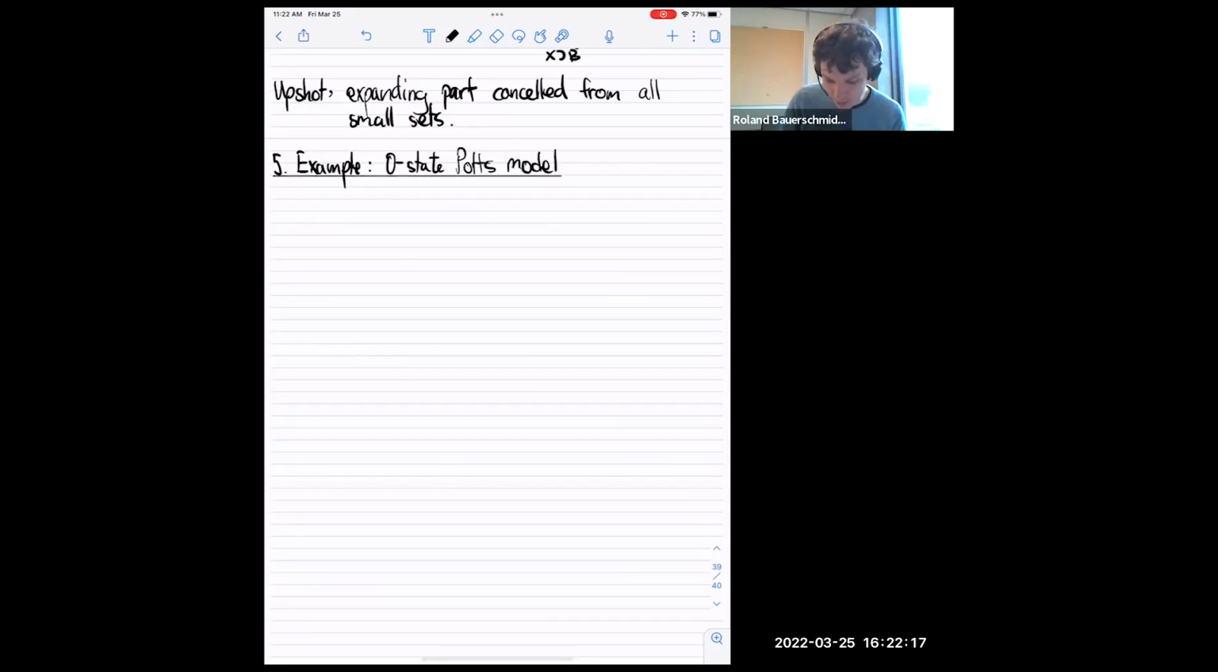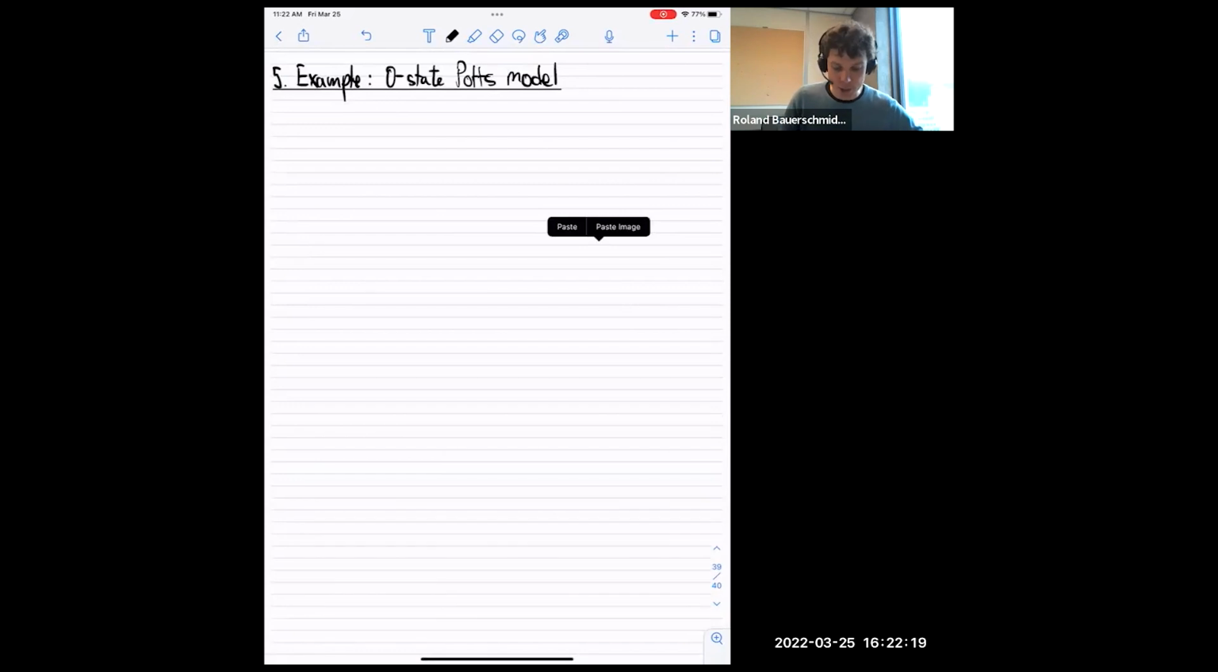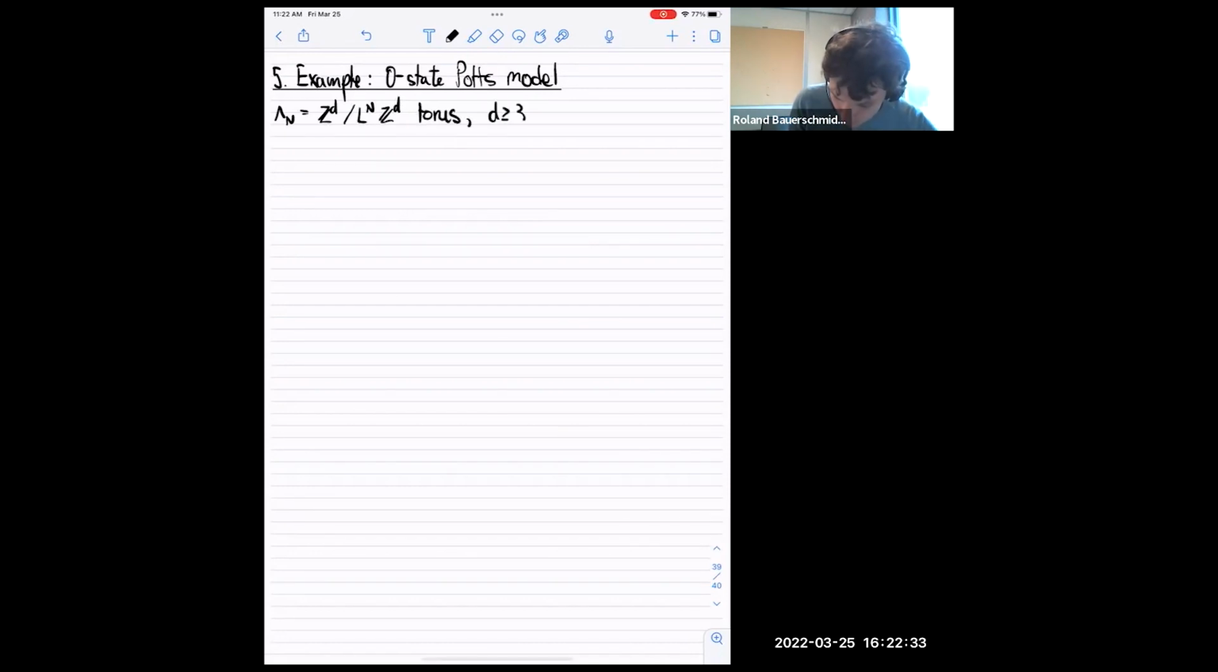So what is this model? This is a percolation model. As before, we're going to be on a torus. We're looking at the 3-dimensional case. For the 2-dimensional case, something can also be said, but it's different. So let me focus on the 3-dimensional case. So this is a percolation model of forests.